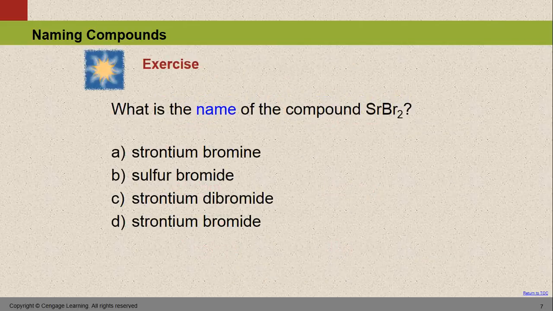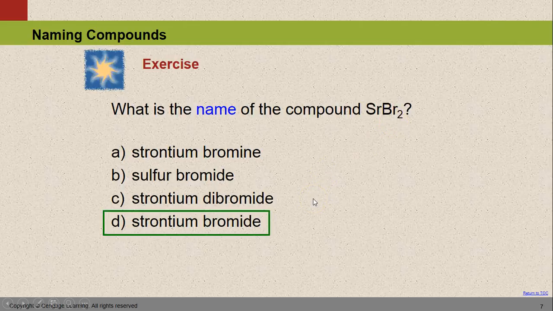So let's take a look at this question. What's the name of this compound? SrBr2. If you are looking up these elements in your periodic table, you will notice that Sr stands for strontium, Br is bromine, and since this is a type 1 ionic compound, we have a metal from groups 1, 2, or 3, and a nonmetal, then we can simply name this strontium bromide.